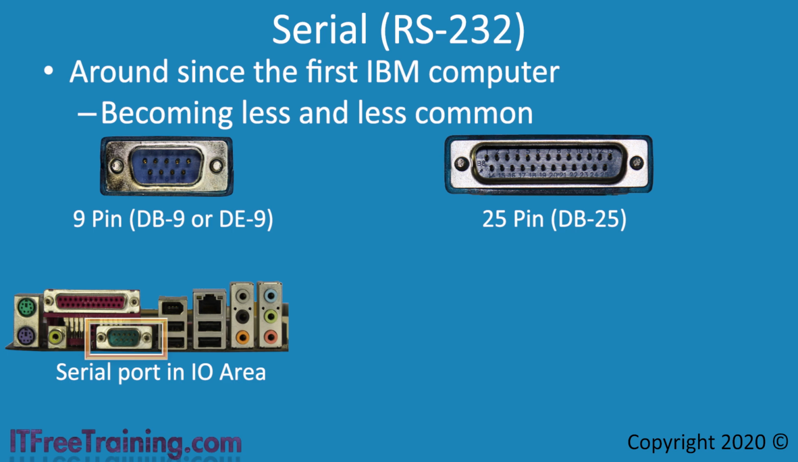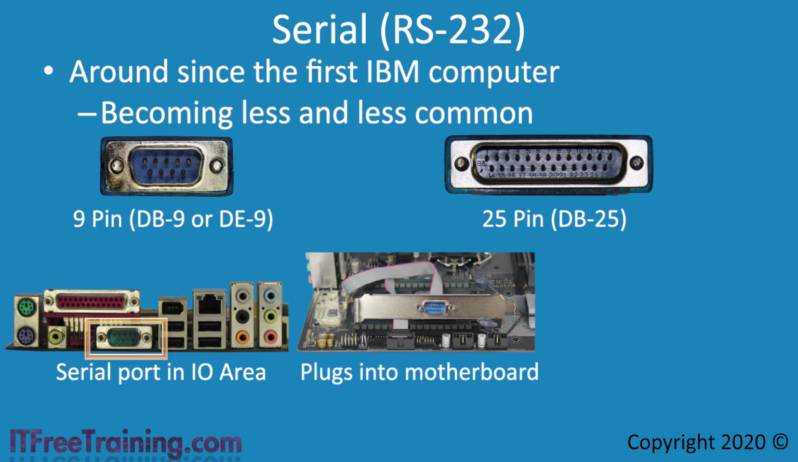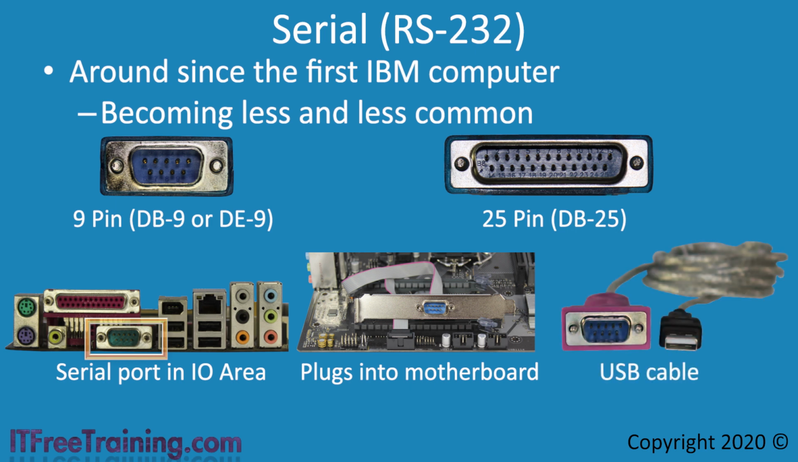Since serial connectors are becoming less common, you may find that rather than having a serial connector in the I/O area, there is instead a serial header on the motherboard. In order to use the serial header, a cable needs to be plugged into the motherboard to provide the connector like the one shown. If you find that you require a serial connector and there isn't one available either in the I/O area or on the header, you can always purchase a USB to serial converter.